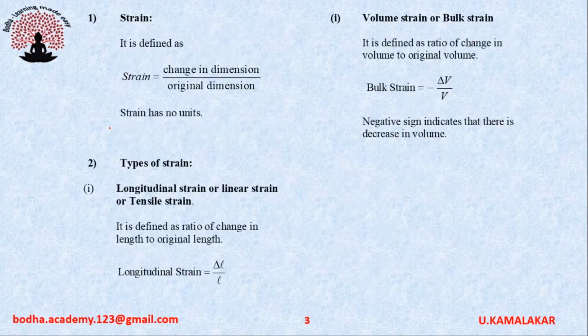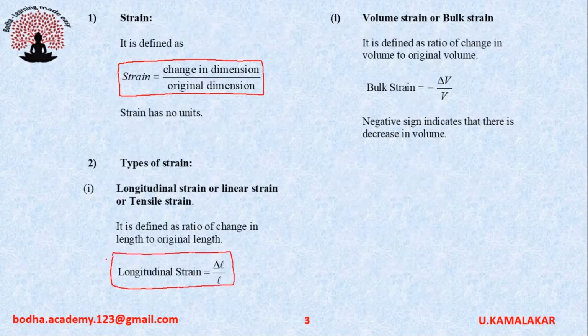Strain is defined as ratio of change in dimension to original dimension. Strain has no units. Types of strains. First one, longitudinal strain. It is defined as ratio of change in length to original length. Volume strain. It is defined as ratio of change in volume to original volume. Negative sign indicates that there is a decrease in volume.